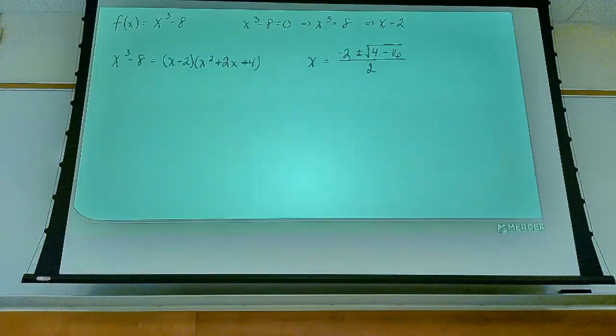Negative 2 plus or minus root negative 12 over 2, right? Square root of negative 12 is going to be i, and 12 is what? 3 times 4? Root 4 is 2. So negative 1 plus or minus the square root of 3 i. There's your 2 missing solutions.